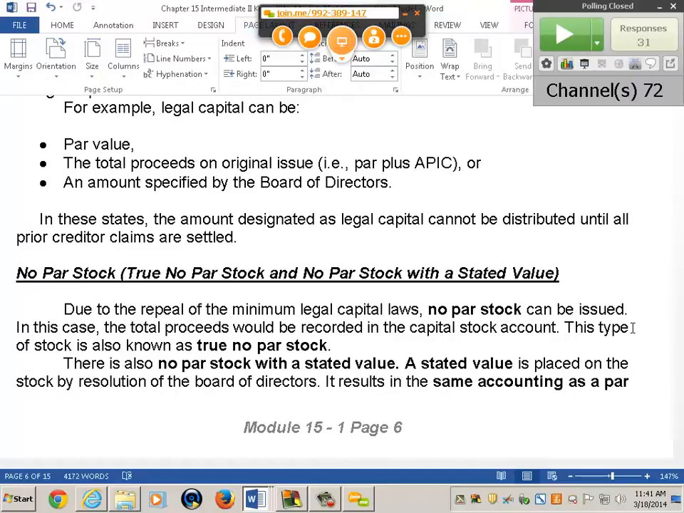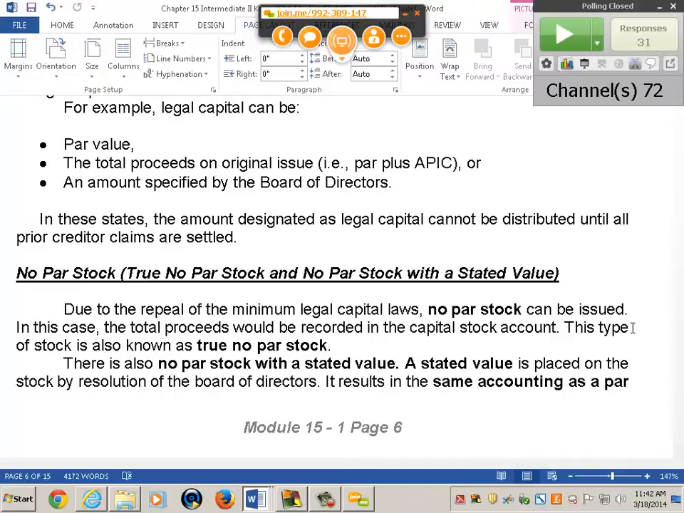So you create surplus with a stated value, just like you would with a par value, but a par value legally is much more restrictive. So the stated value does the same thing that a par value does, except that it has less legal restrictions. And of course, the terminology that we use when we pay a dividend out of surplus is called a liquidating dividend.